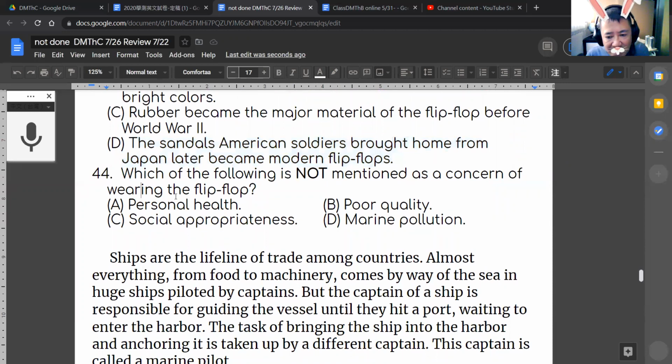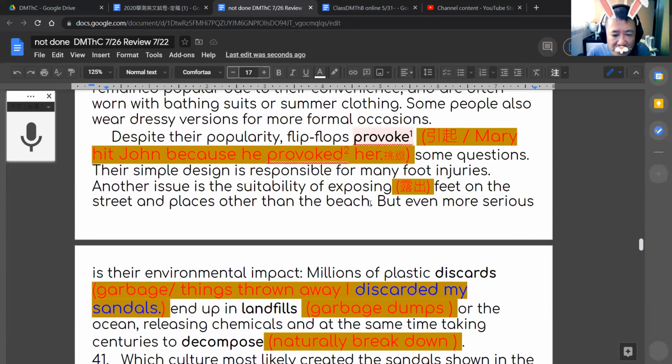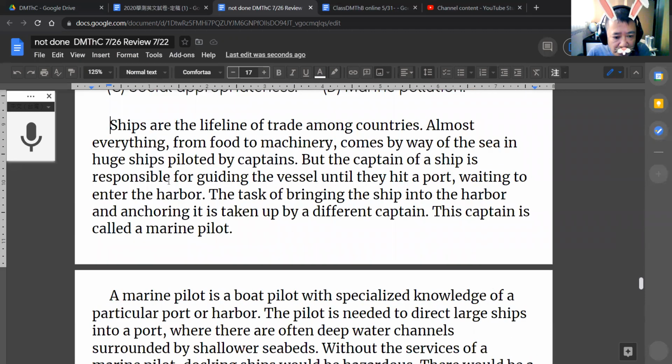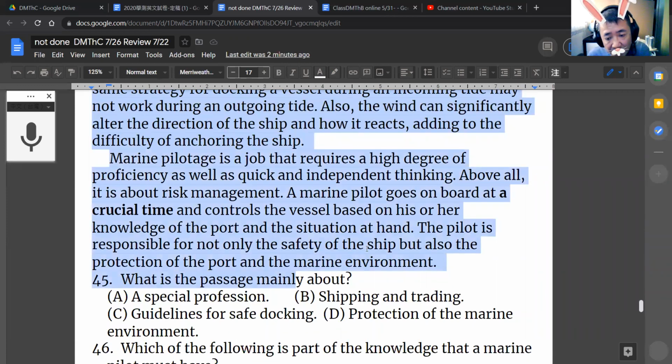Which of the following is not mentioned as a concern of wearing the flip-flop? Which is not a concern, a worry? Personal health, poor quality, social appropriateness, and marine pollution. Which of these is not mentioned as a problem of wearing flip-flops? Because we have so many vocabulary words, I don't think we will be doing this, but if we have time, we can go on to the next reading comprehension.